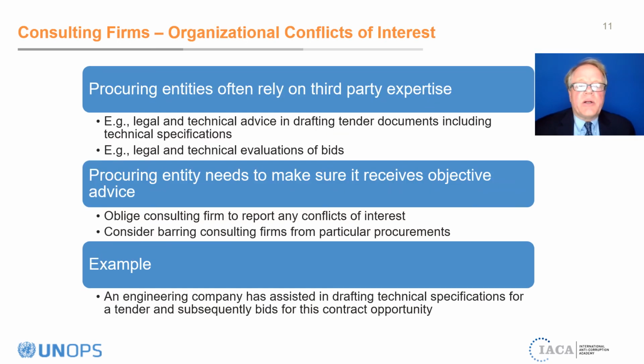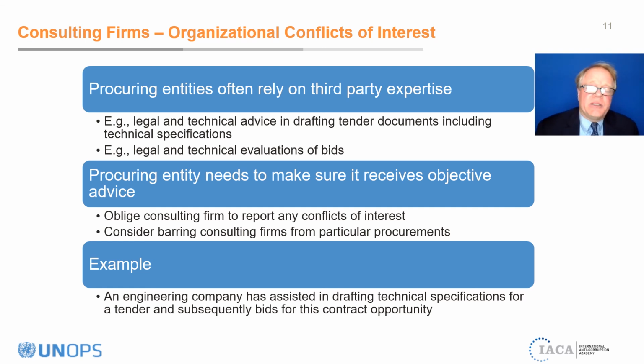So let's close out here by talking about an organizational conflict of interest. The organizational conflicts of interest that can be presented, for example, by consulting firms. Very often, procuring entities will rely on a third party for special technical expertise, for example, legal or technical advice in drafting tender documents, including technical specifications, or ask for outside advice on legal and technical evaluations of bids. When that happens, the procuring entity needs to make sure that it's receiving objective advice, that it's receiving advice from a company or an individual that does not have an organizational conflict of interest.